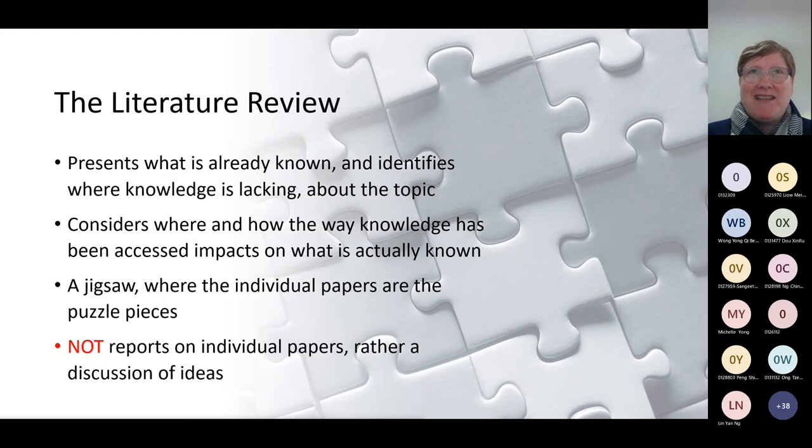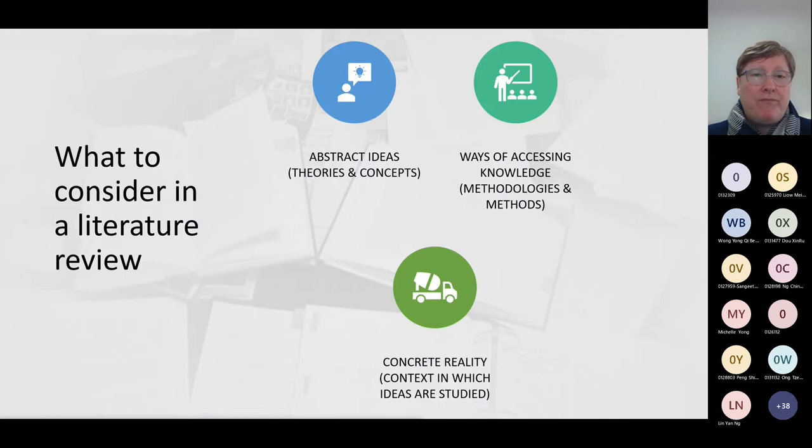So I said I'd come back to considering how knowledge was accessed and how that impacts on what is actually known. When you're looking at that, any project you are doing is separated into three different areas. You have abstract ideas, or the abstraction of reality: theories and concepts. So the theory of reasoned action and the theory of planned behavior have abstracted reality to say that when you look at how people make decisions, they take into account social norms, individual attitudes, and perceived behavioral control. That's their abstract idea. Satisfaction is an abstract concept. So all those things are your abstract ideas.